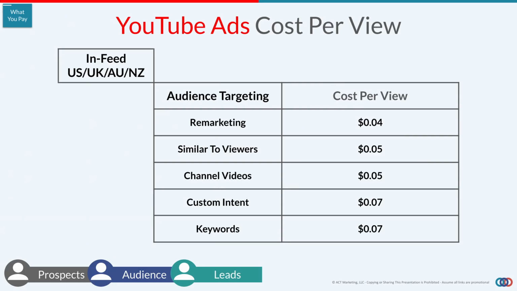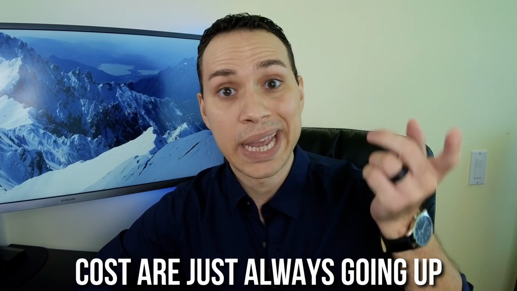And so what you're looking at here is an average based upon the different targeting types. We'll get more into that when we talk about cost factors. And these are for in-feed ads. So these are the ads that people see in suggested or in search results and they click on them. And so this is the range that you could expect to pay in 2022 and beyond. Spoiler alert, costs are just always going up.